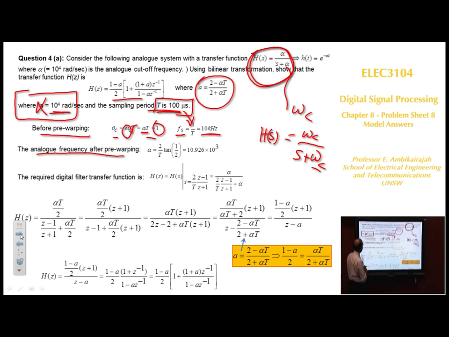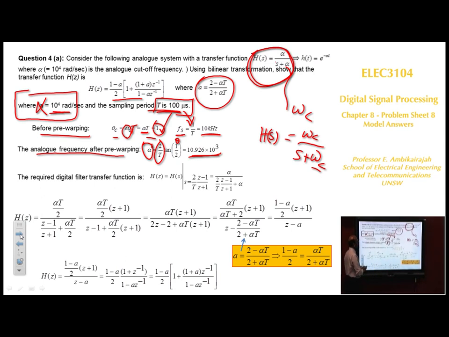So we need to do pre-warping. Pre-warping gives the new alpha, or we can call it alpha dash if you want: 2 over T, tan of theta over 2. Theta is 1 here, so tan of 1 over 2. So you get your new alpha.